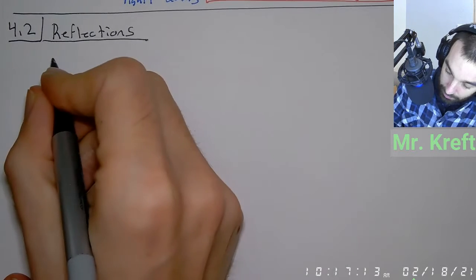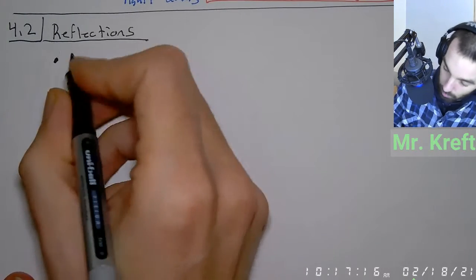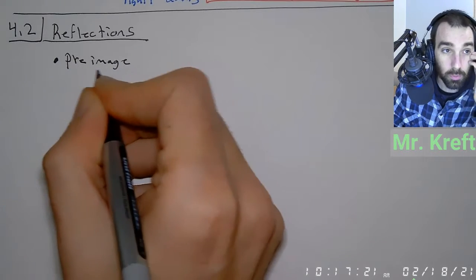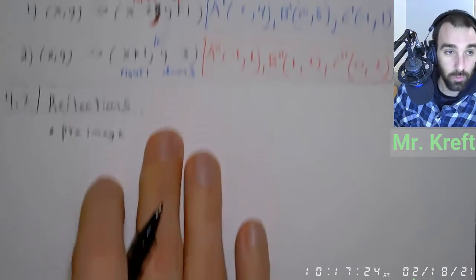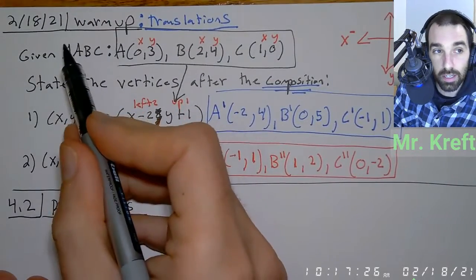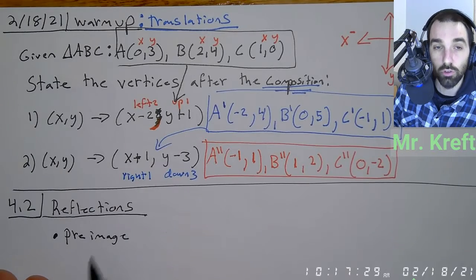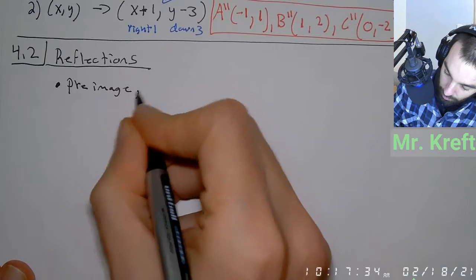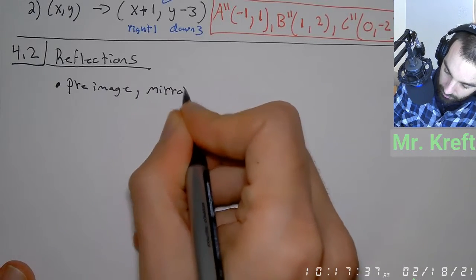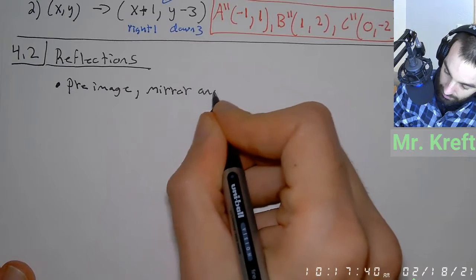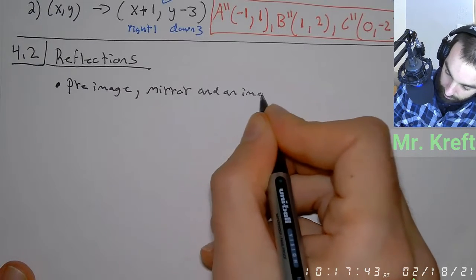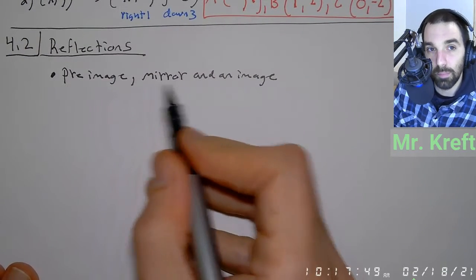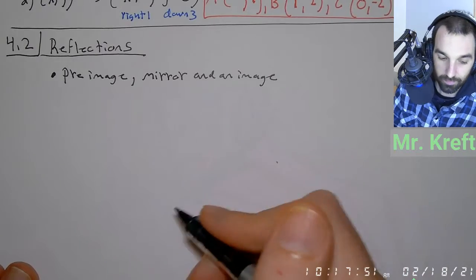Okay. So in reflections, we're going to have 3 things. We're going to have the pre-image, right? And remember, the pre-image is our original shape. So for example here, the pre-image was triangle ABC. So the pre-image is your original shape, okay? We're going to have the pre-image, and then we're going to have a mirror, and then we're going to have an image. Okay, so those are the 3 parts to a reflection. You have your original, you have a mirror, and then you have your new.